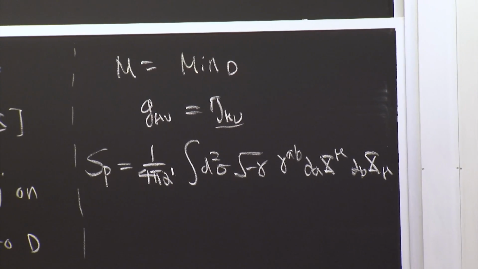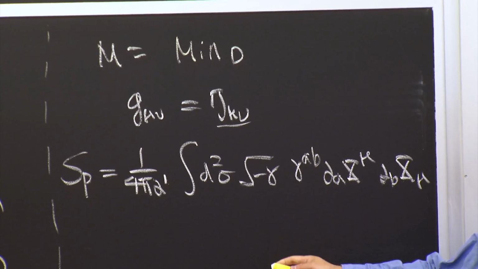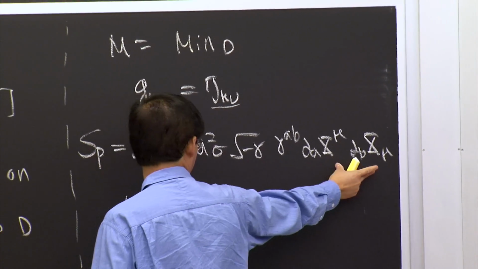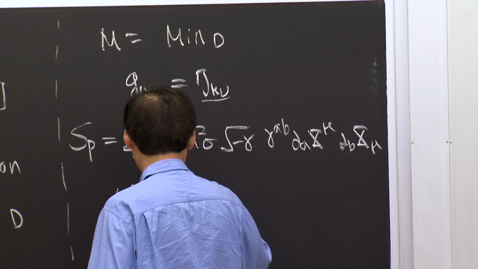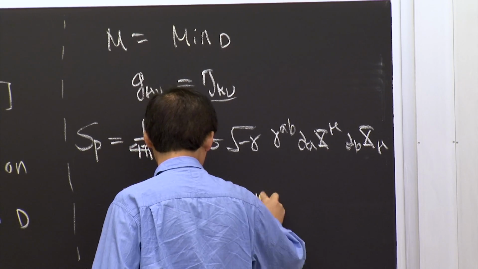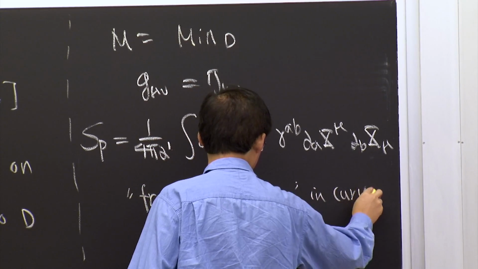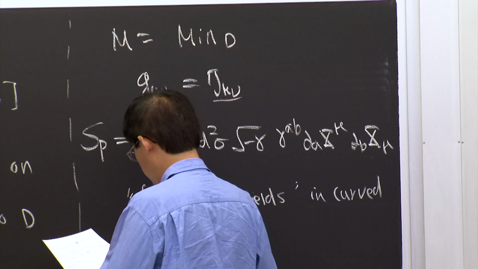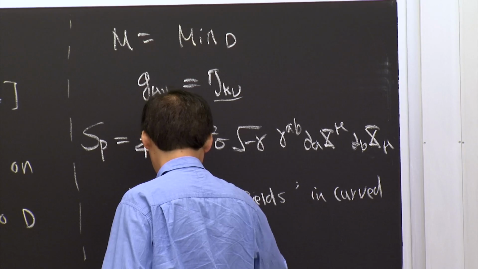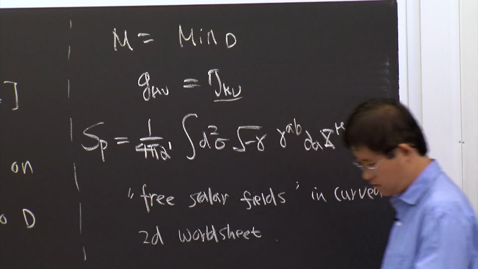So now, if you just look at x, this is like a free scalar field theory, because the dependence on x is purely quadratic. So this is like a free scalar field in curved worldsheet, a 2D worldsheet. Okay.